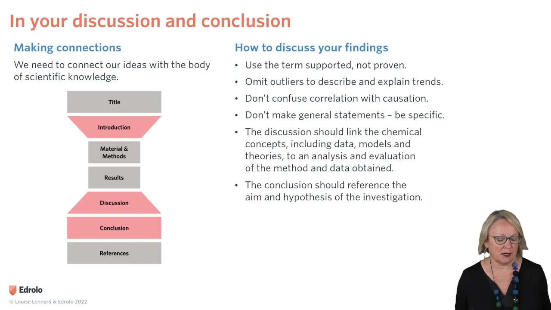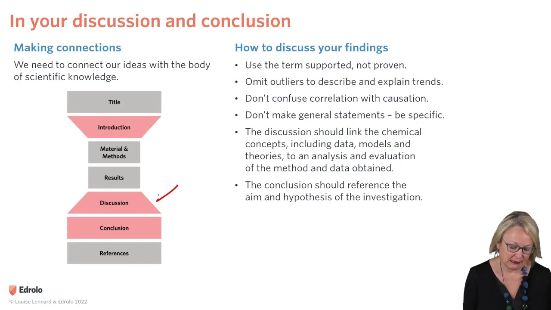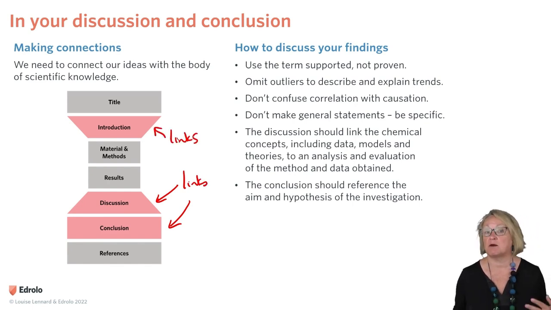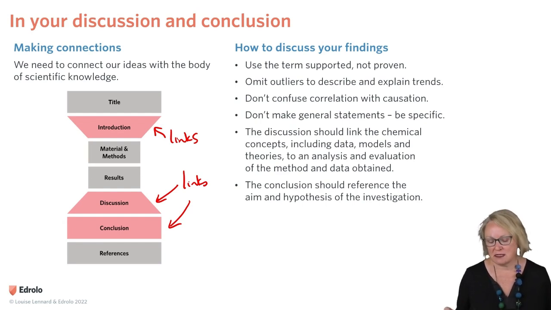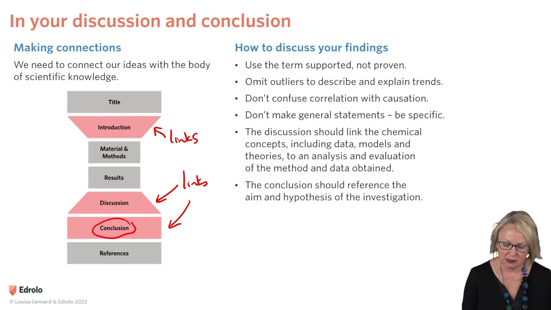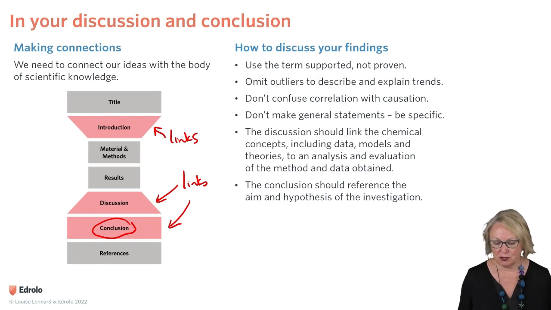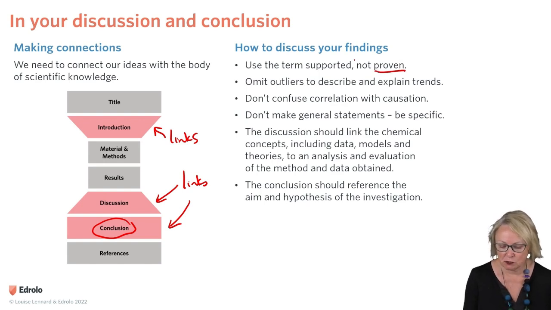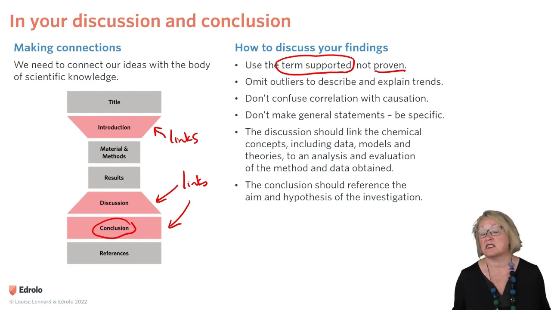In the discussion and conclusion, this is when we come back and we make more links. We've already made links in the introduction. We've defined keywords. We've said what BPA is. And in the discussion, we've completed our investigation. We want to see what those results mean. So just a few things to think about. When you're discussing your findings, particularly in the conclusion, try to avoid the word proven and instead use the wording that the hypothesis is supported or the theory is supported.